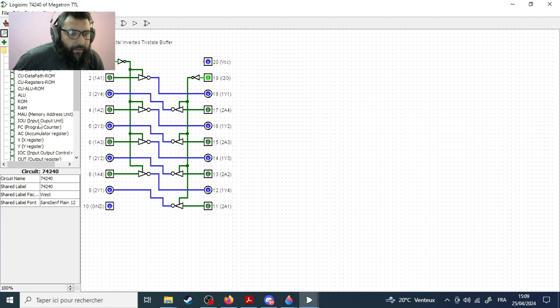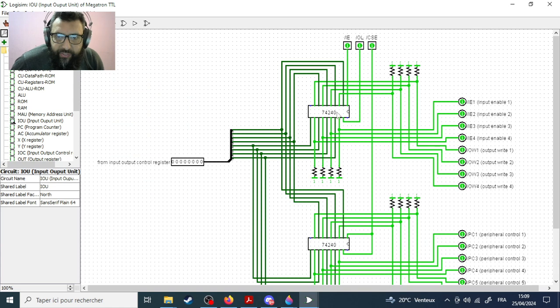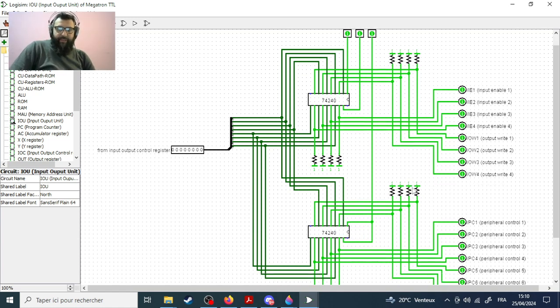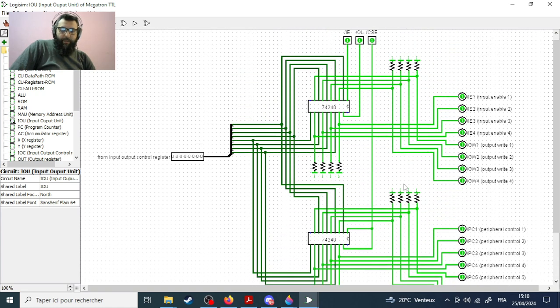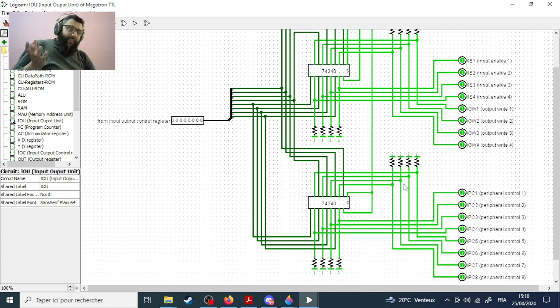Let's see them again. We have, for instance, this one connected to A1, this one to A2, this one to A3, and this one to A4. At the same time, those same bits that represent the inputs, they are used to represent the PC, which PC is activated. Anyway, the idea is this.